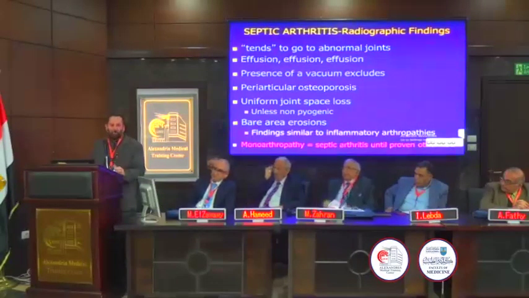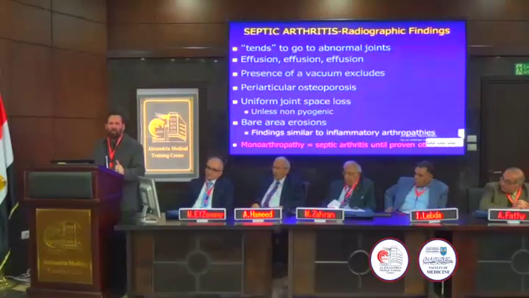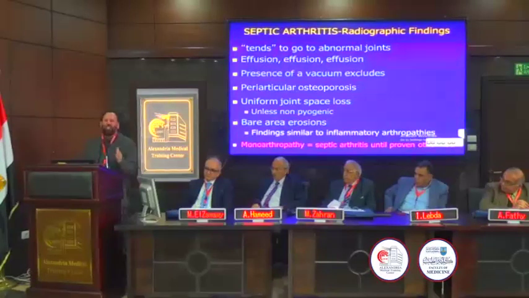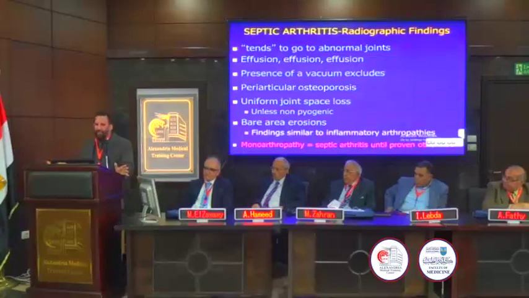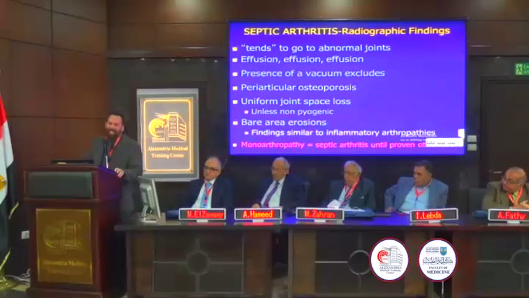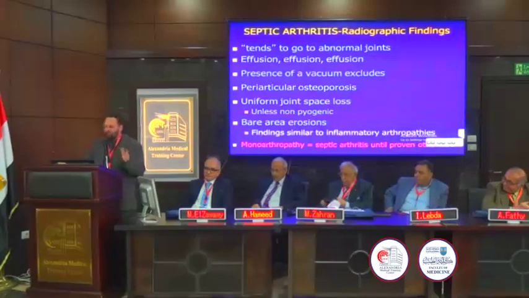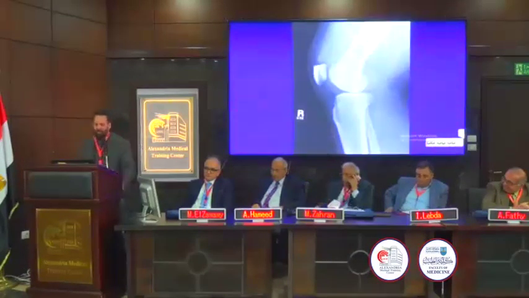Other than that, they look like rheumatoid arthritis: periarticular osteoporosis, uniform joint space loss, bare area erosions, just like you see in an inflammatory arthropathy, because it is an inflammatory arthropathy. What distinguishes it is, I'll give you all my orthopedic axioms, any mono-inflammatory arthropathy is septic arthritis until proven tuberculous. So someone comes in with inflammation of their ankle and nowhere else, clinically you have to exclude septic arthritis. This case I just saw last week.